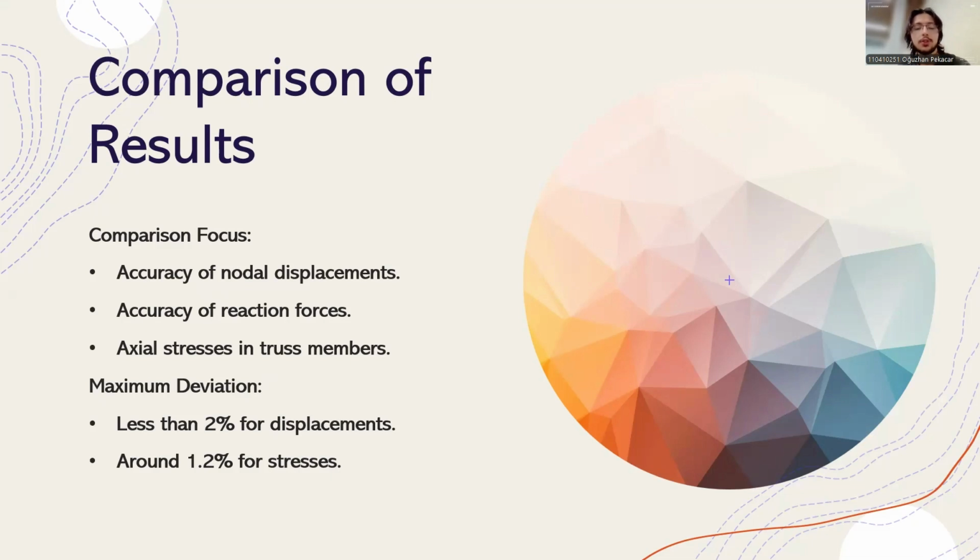Reaction force: the forces at the supports were also very consistent between the two methods, indicating correct application of boundary conditions in our code. Axial stress in the truss members was also close between the two methods, with a maximum difference of about 1.2%. Any small differences are likely due to slight variation in how the two solvers manage numerical calculation.